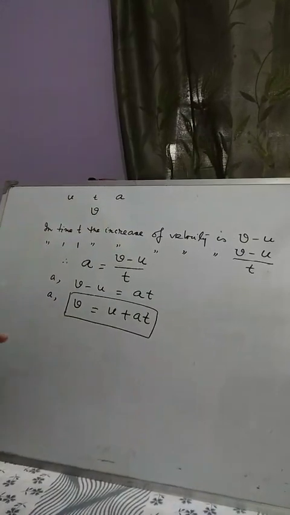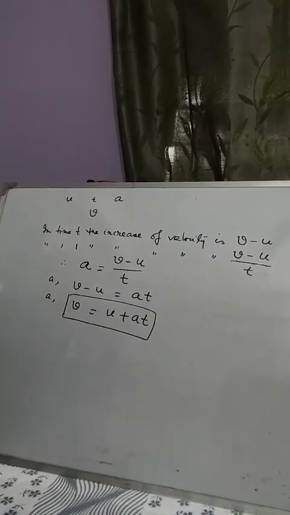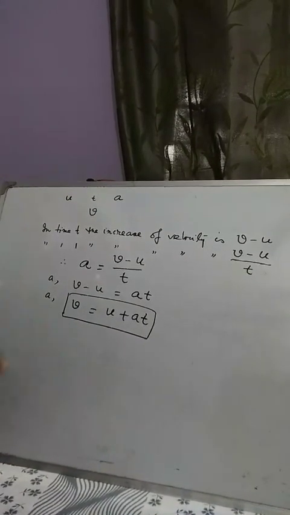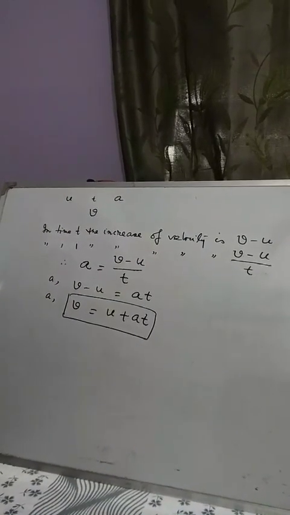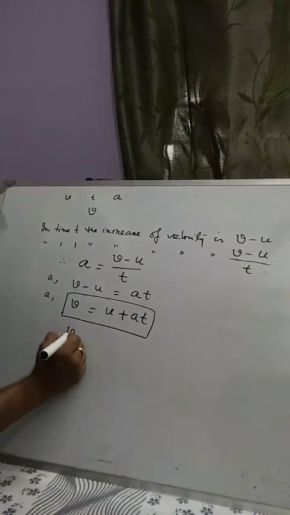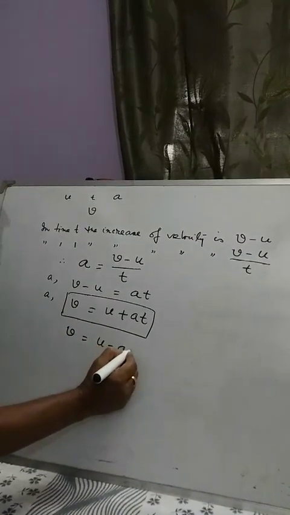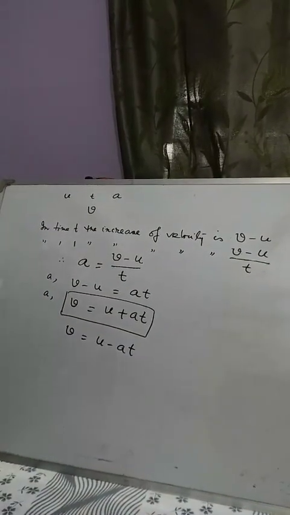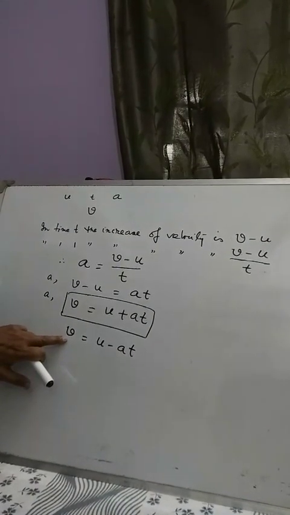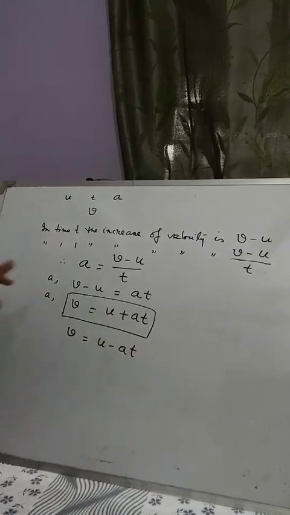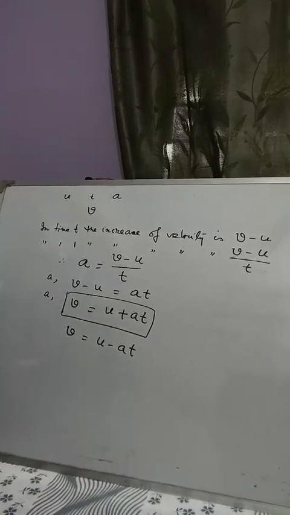If there is retardation, then a is replaced by minus a. If there is retardation, that means the velocity decreases with respect to time. Then a is replaced by minus a and then v is equal to u minus at. That means after time t, the velocity v is u minus at. This is the second equation.